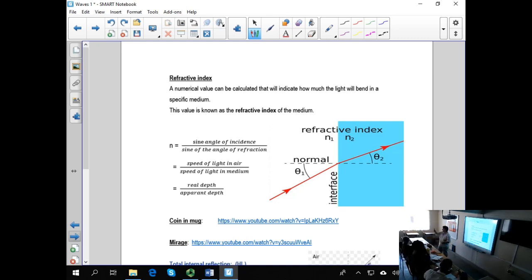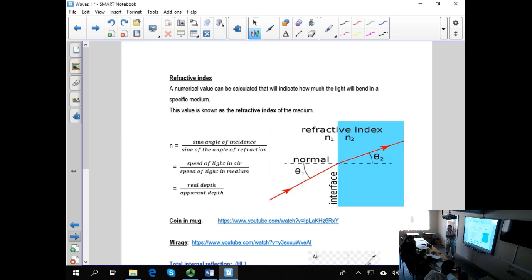Grade 8, 9s, 10s. Okay, all right, people, I want to go on. The next concept that we must have a look at now is something called the refractive index. It's a calculation. It's a little bit of math.